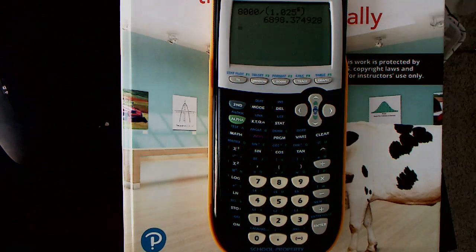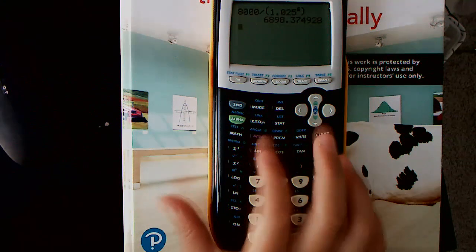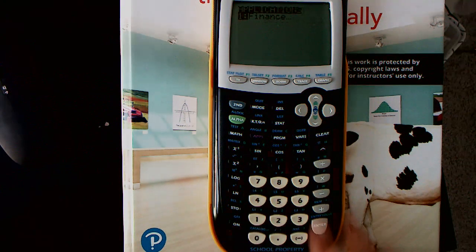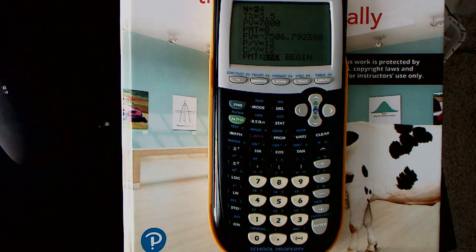$6,898.37. Can we use the app to get the same result faster? Yes, let me show you. Go to the apps, finance, TVM solver. Okay, let's see.